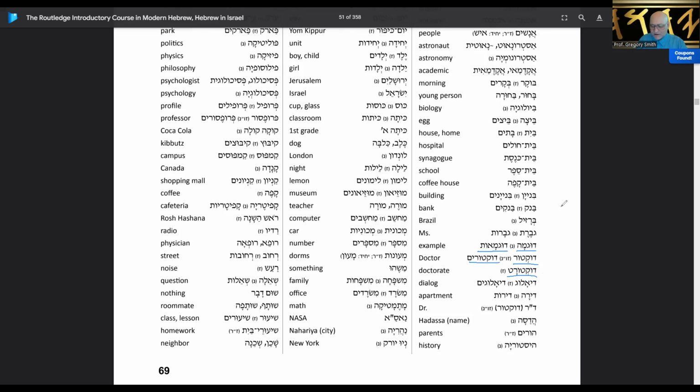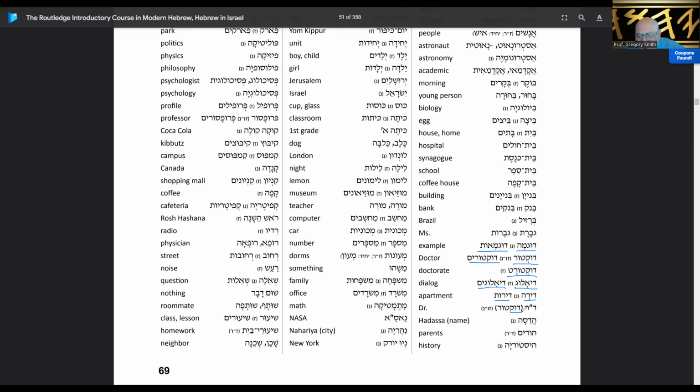Okay, look at this, doctorate. It's a transliteration, but it's got a very hard sound to it. Yeah, דוקטורט, doctorate. Also translated as PhD. Look at this one. Dialogue, dialogim, dialogues. Okay, dira, apartment, dirot, apartments.